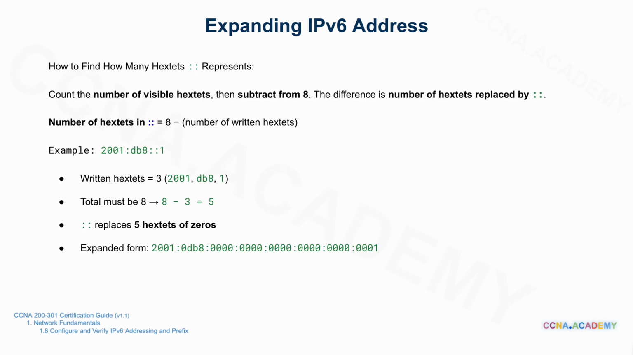To expand an address that uses a double colon, count how many hextets are written and subtract from 8. The missing number equals how many zero groups the double colon represents. For example, in 2001:DB8::1, 3 hextets are shown, so the double colon replaces 5 groups of zeros.